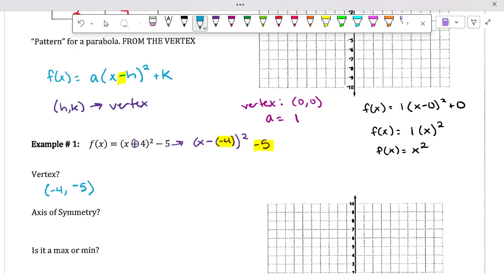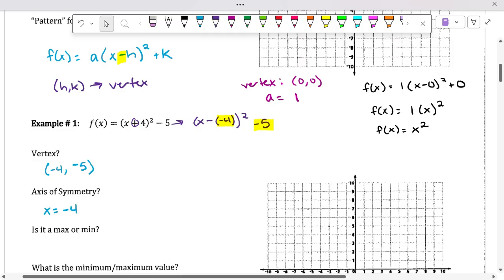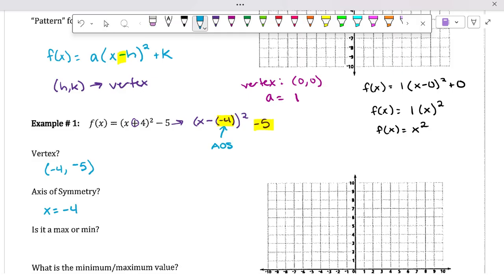Now, if that's our vertex, what's our axis of symmetry? X equals negative 4. So this form also gives us our axis of symmetry right off the bat as well. Because remember, it's just the x value of the vertex.